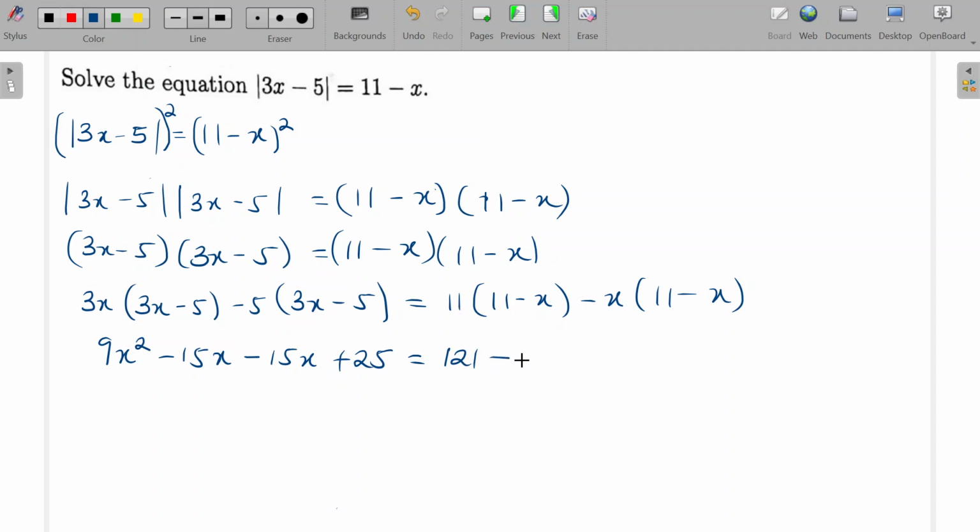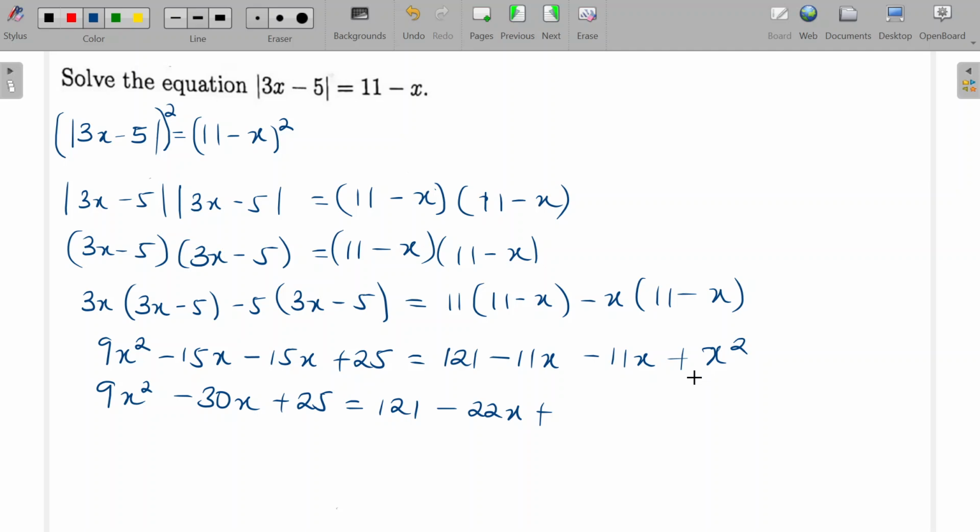11 times negative x gives you minus 11x. Negative x times 11 gives you minus 11x. Then negative x times negative x gives you positive x squared. As a result, you're going to have 9x squared minus 30x plus 25 is equal to 121 minus 22x plus x squared.